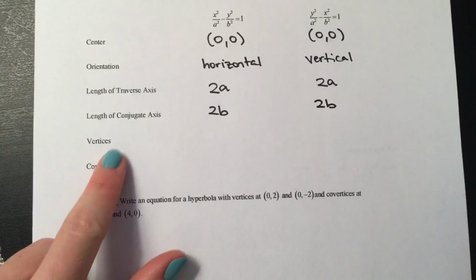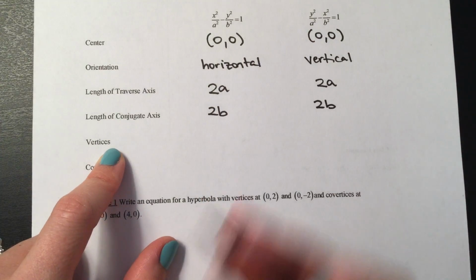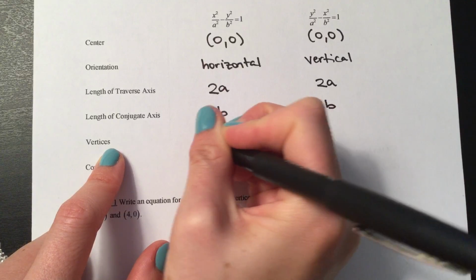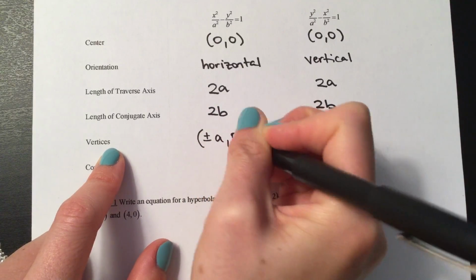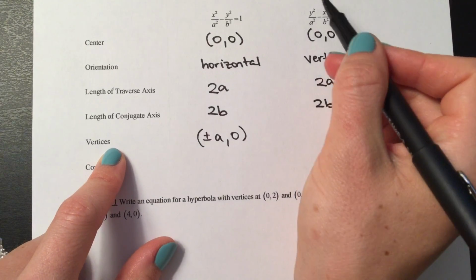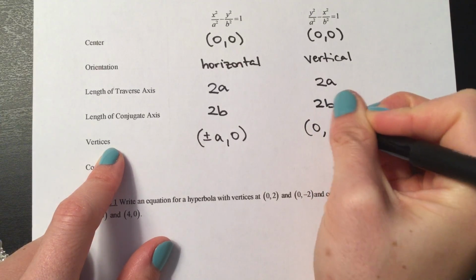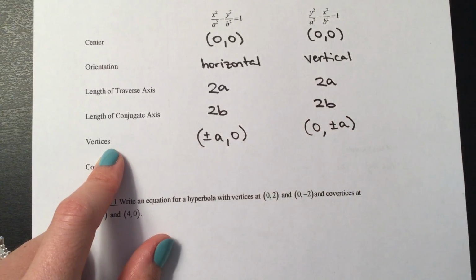And the vertices, for the horizontal, our vertices go left and right. So we're starting at 0, 0. We go to the left A units and to the right A units, and then we don't go up or down. So those are the vertices. Here, this one's vertical, so we go up A units, down A units, we don't go left and right, we just go up and down A units. So those are the vertices.